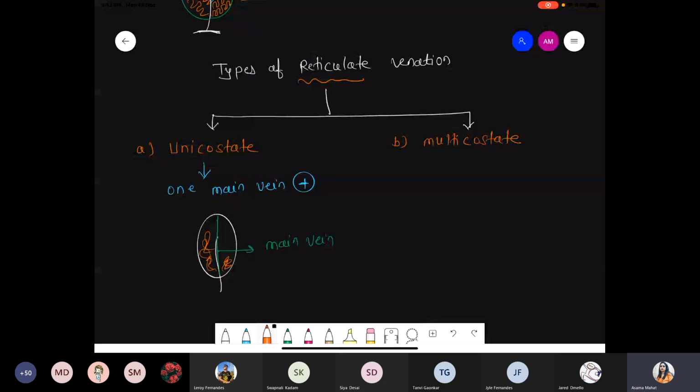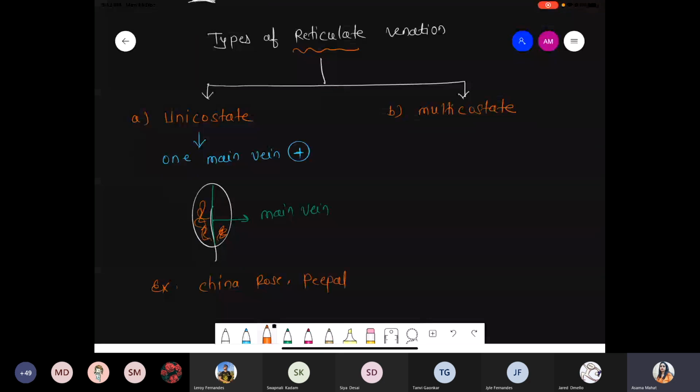If you see the peepal leaves, they are attractive actually. When you place one inside your book or notebook, after a few days the cellulose or leaf part gets damaged and only the veins remain clearly visible. Peepal leaves are also a good example, and they come under unicostate because a single midrib is present. Uni means single, and costate means main veins. Midrib single present. So unicostate examples will be China rose and the peepal.